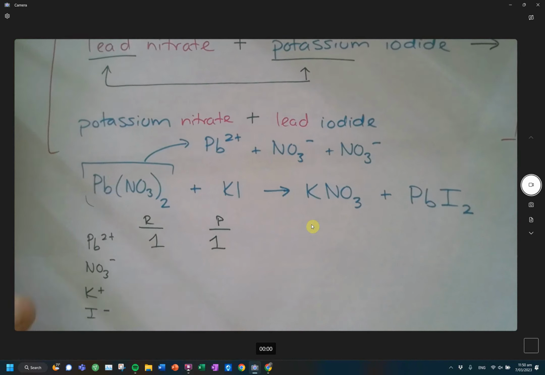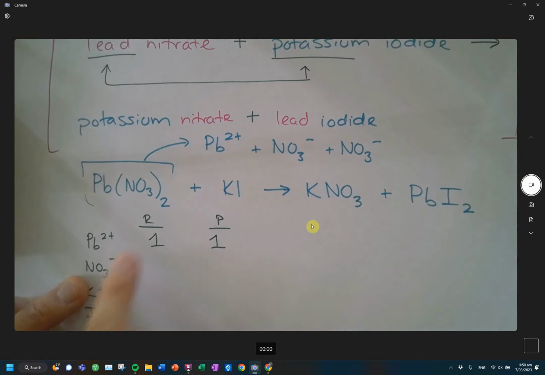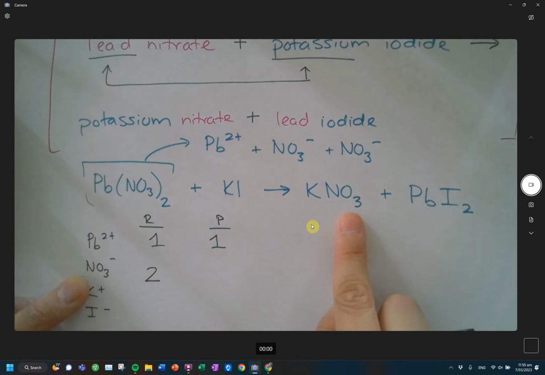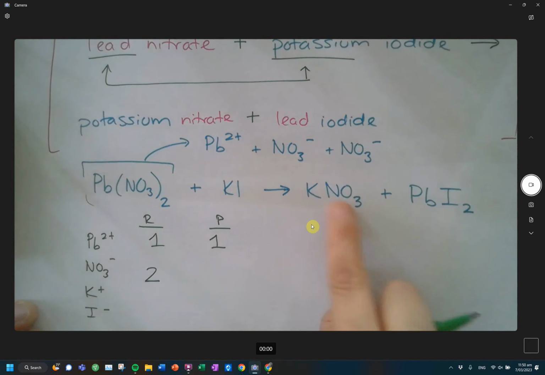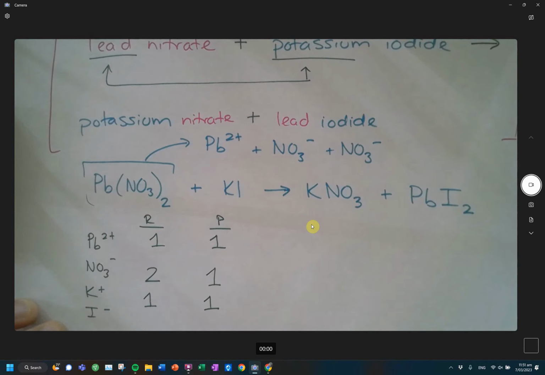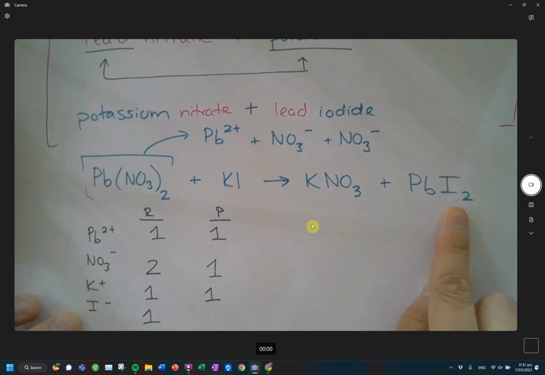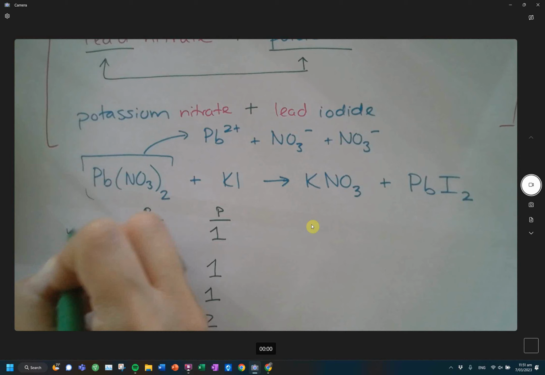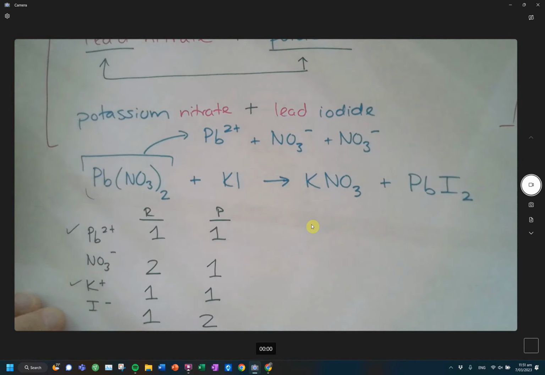So is that one okay? Yeah, it's matching. All right, nitrate on this side has 2. How many do I have on that side? 3. Just the one, because I'm thinking about NO3. Is that one balanced? No, I have a problem here. That's okay, we'll fix it. All right, potassium. How many do I have on that side? 1. How many do I have on this side? Just the 1. So that one's okay right now. And then iodide. How many do I have on that side? Just the 1. How many do I have on this side? 2, because there's a 2 behind it. So this one's okay. Potassium's okay for now. These 2 are not okay.